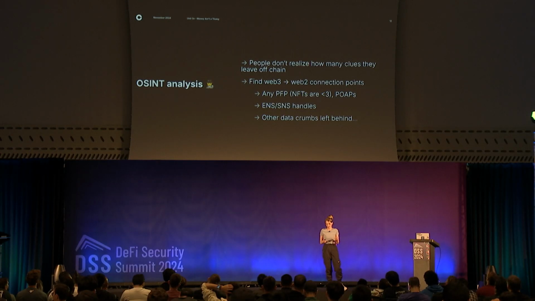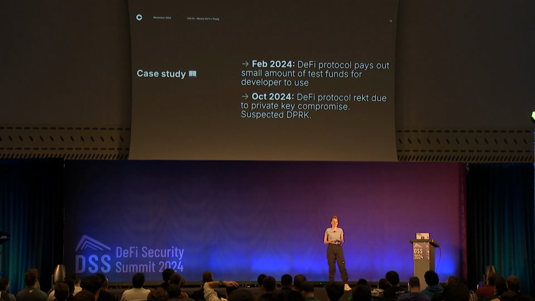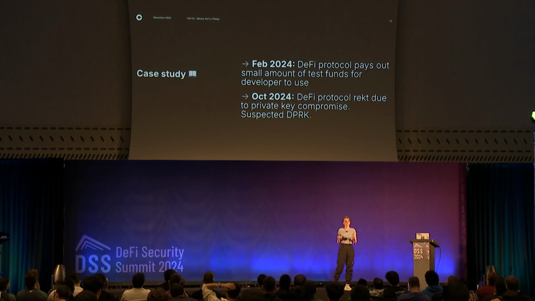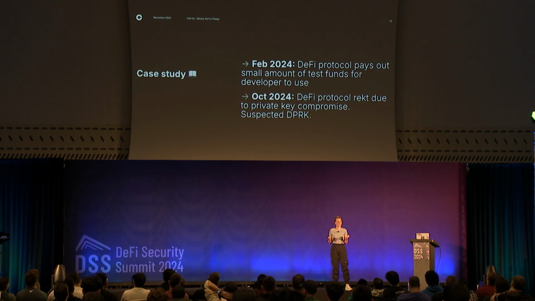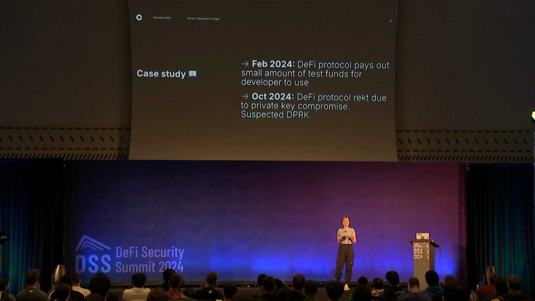And now I'm going to go into a really fun case study, if I can click next, that involves a DeFi protocol that paid out a very small amount of test funds to a developer to use, and this was back in February of this year. This poor, unfortunate DeFi protocol got wrecked last month due to a private key compromise. The key suspect is DPRK, unfortunately. Okay, we've heard this story over and over again, so what gives?